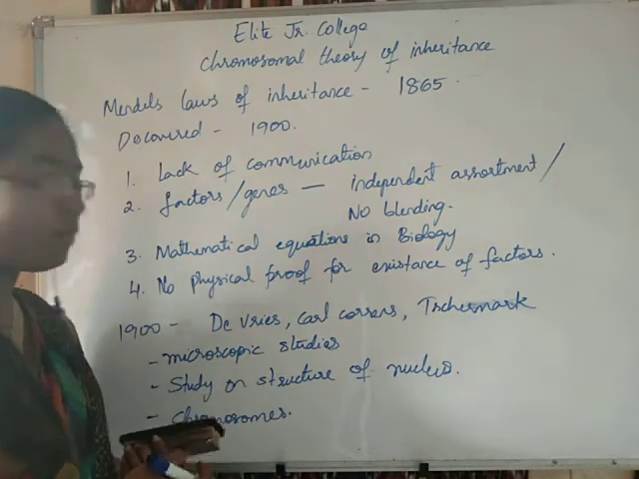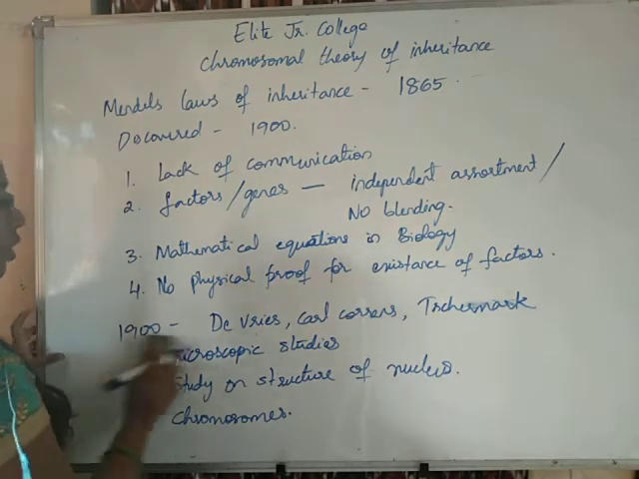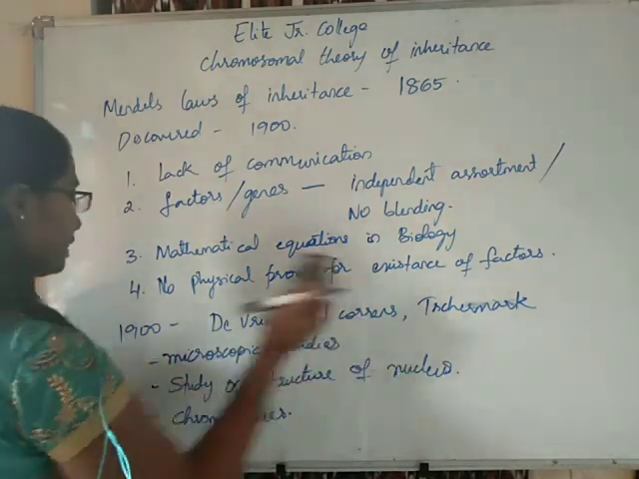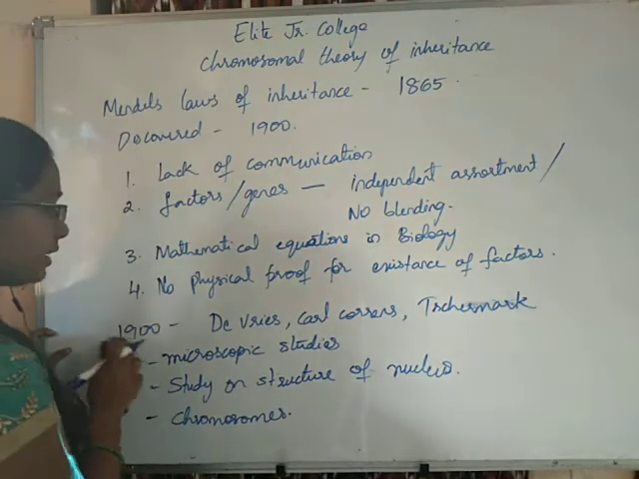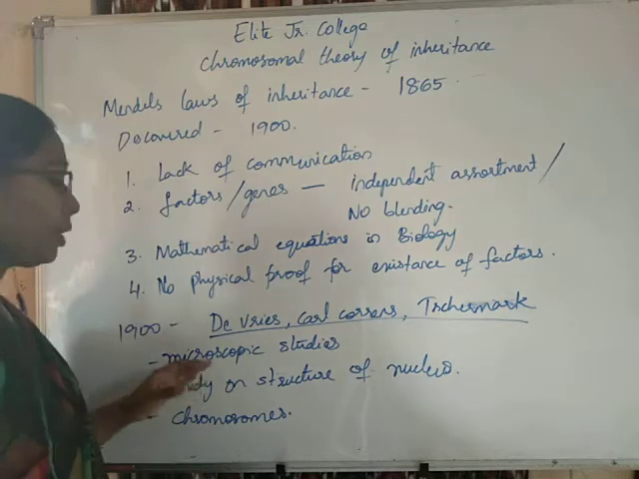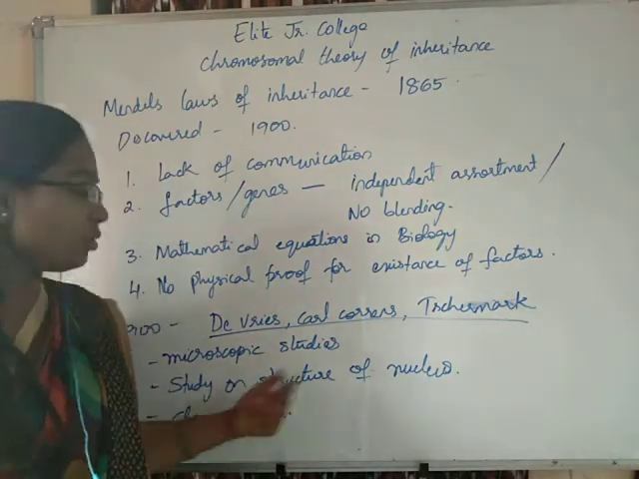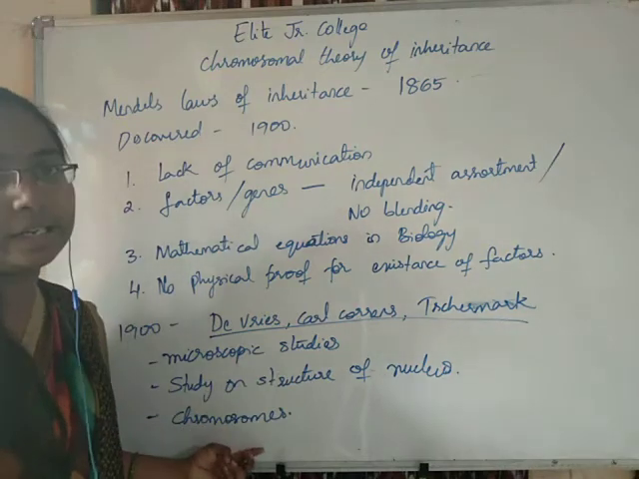So these are a few points, and we need to learn more. De Vries, Karl Correns and Schermark are the persons who rediscovered Mendel's work, because at that time microscopic studies were advancing, studies on the structure of the nucleus were done, and chromosomes were identified.